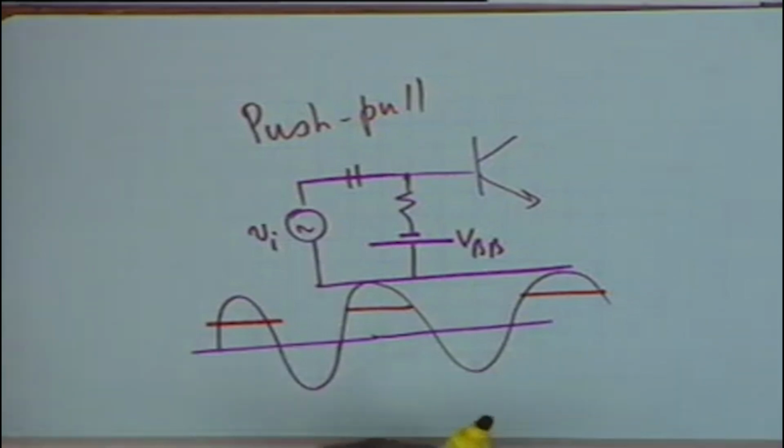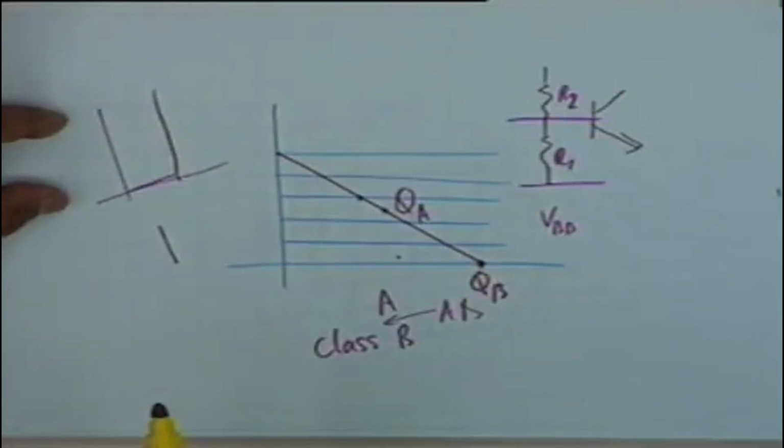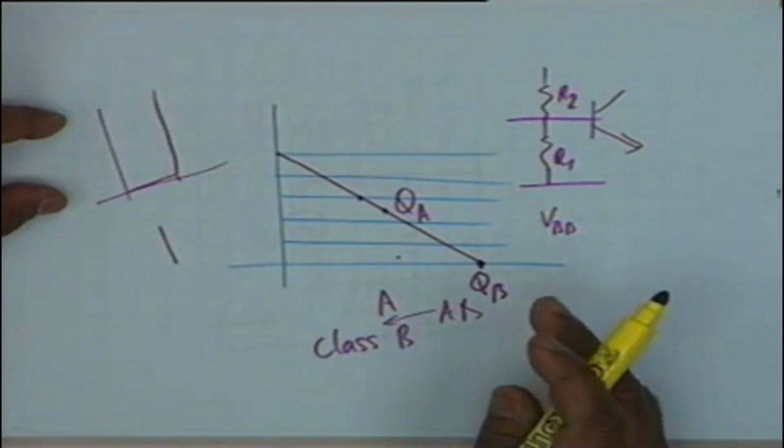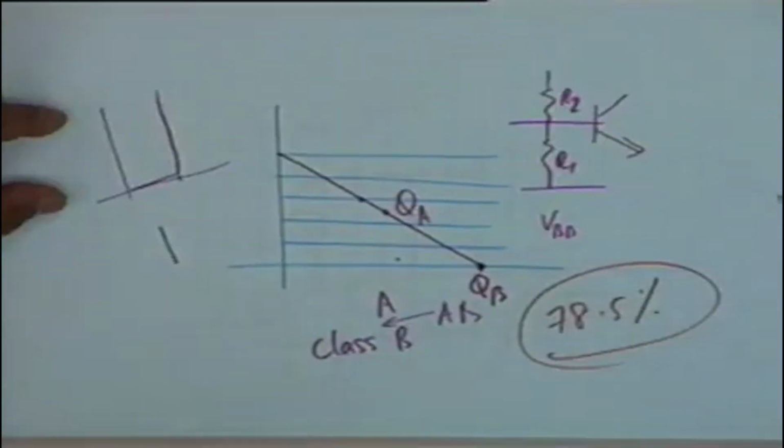Now what is the advantage? Why should one do that? The advantage, as you see, if this is the Q point, then what is the quiescent collector current? 0. Isn't that right? Without the signal, collector current does not flow at all, and therefore power dissipation in the transistor is minimized. Power dissipation in the transistor is reduced drastically, and therefore the efficiency improves. As we will see, the efficiency can be as much as 78.5%.